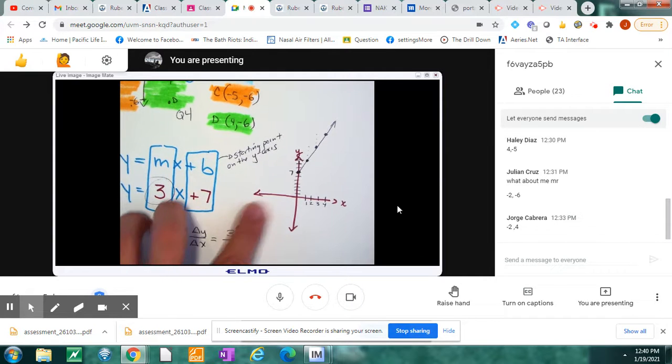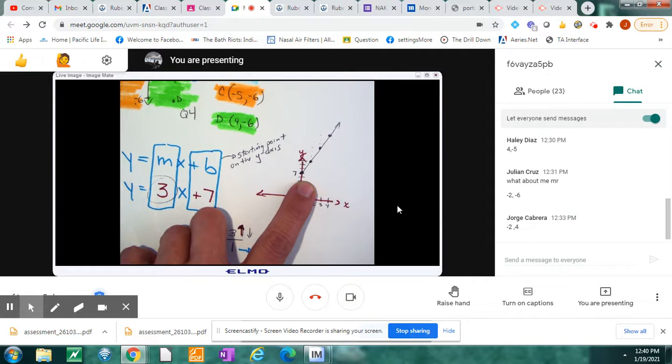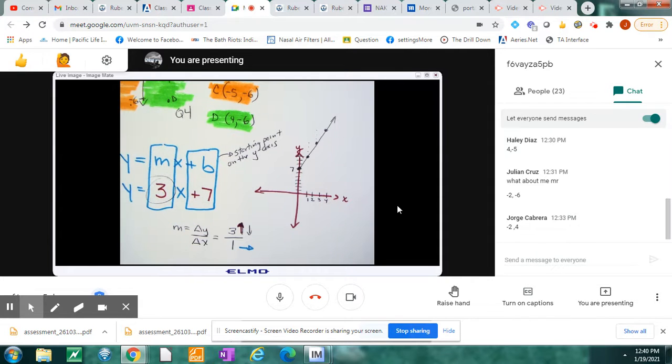Now, is that a complete graph? We started there, but now what's wrong with it? What's wrong with it?